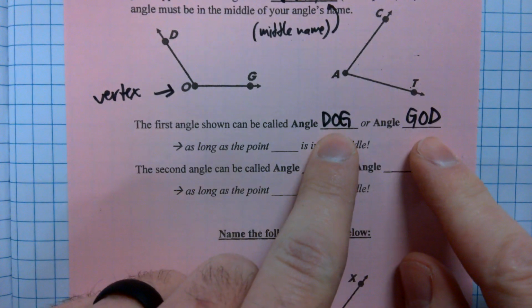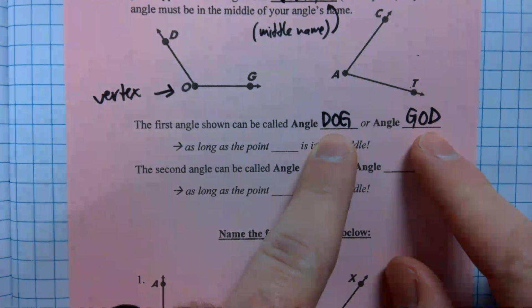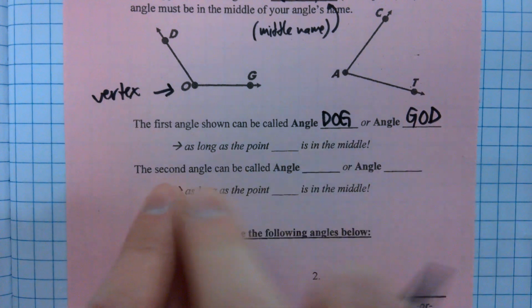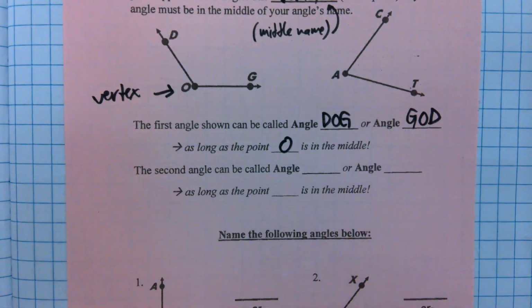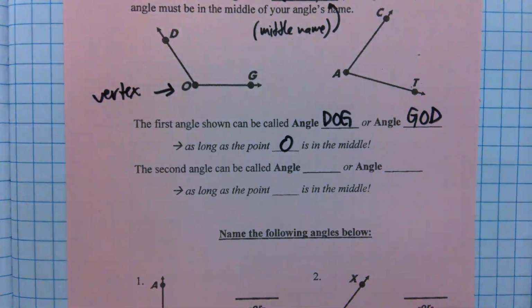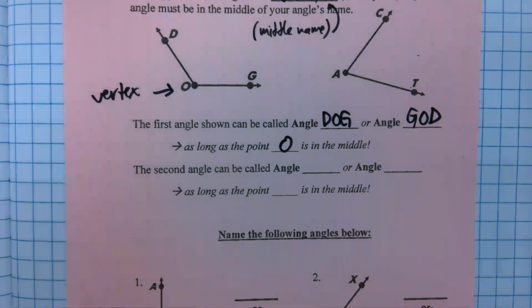What stays the same between these 2 angle names? The O. Where's the O at? In the middle. As long as point O is in the middle, we can call it either one of those names, angle DOG or angle GOD. Give me a thumbs up if that makes sense so far.